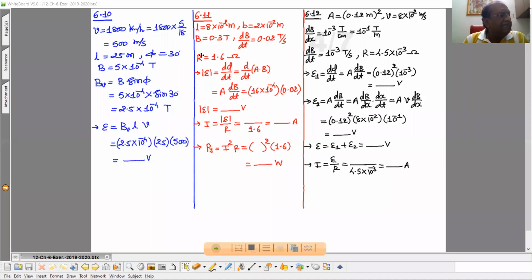Then example 6.12. A square loop of side 12 centimeter with its sides parallel to x and y axis is moved with a velocity of 8 centimeter per second in the positive x direction in an environment containing a magnetic field in the positive z direction. The field is neither uniform in space nor constant in time.